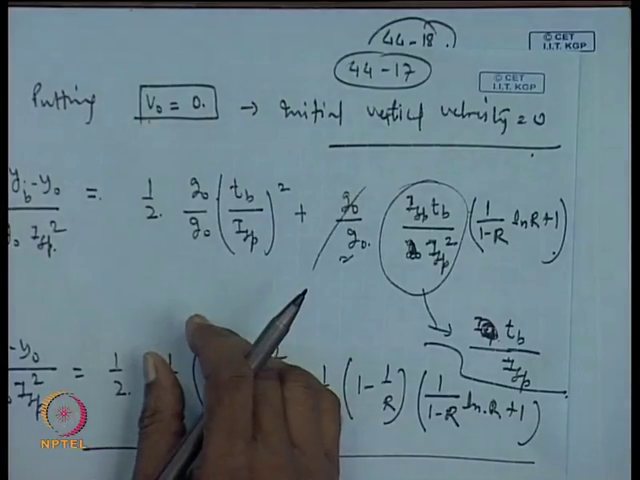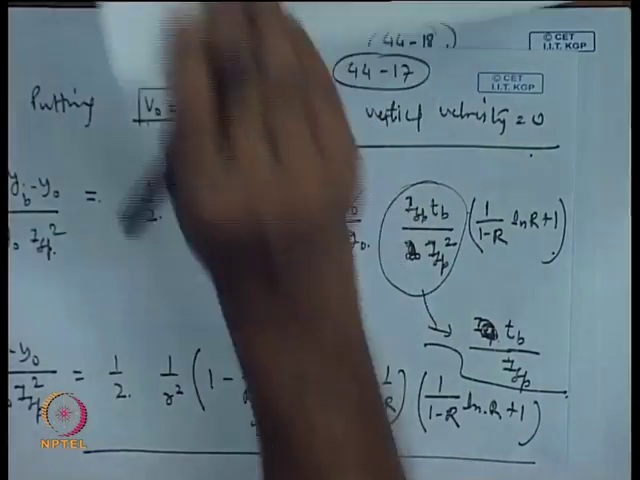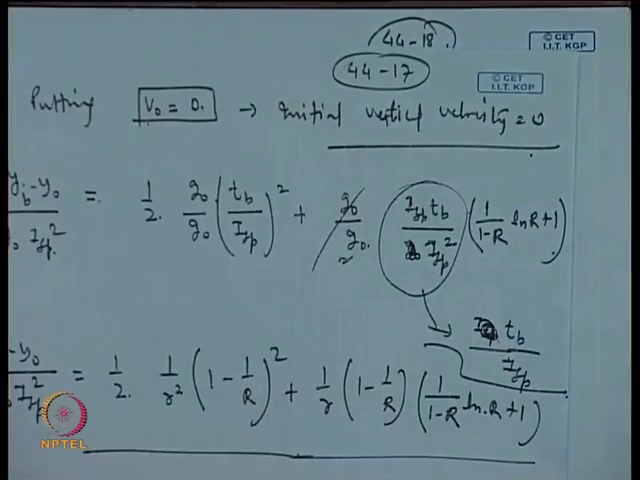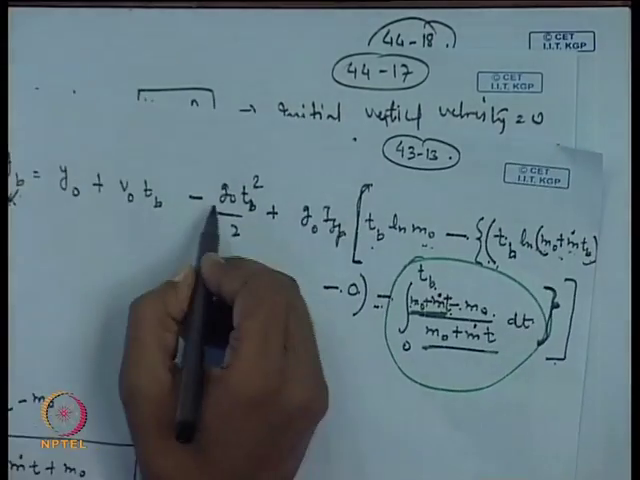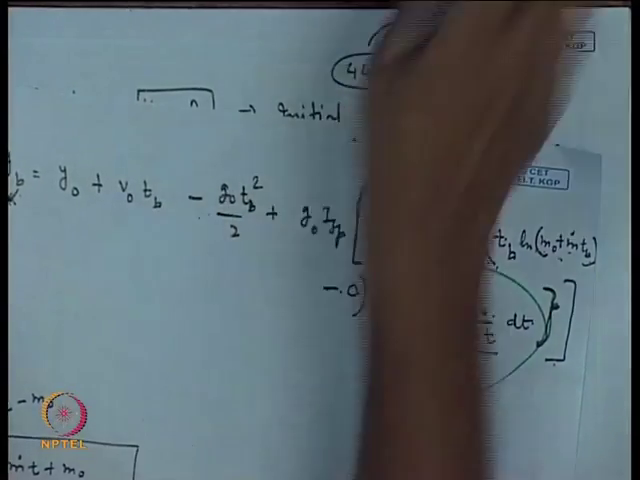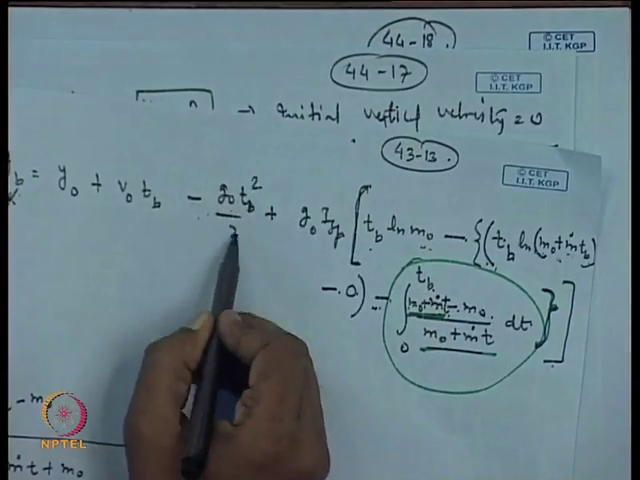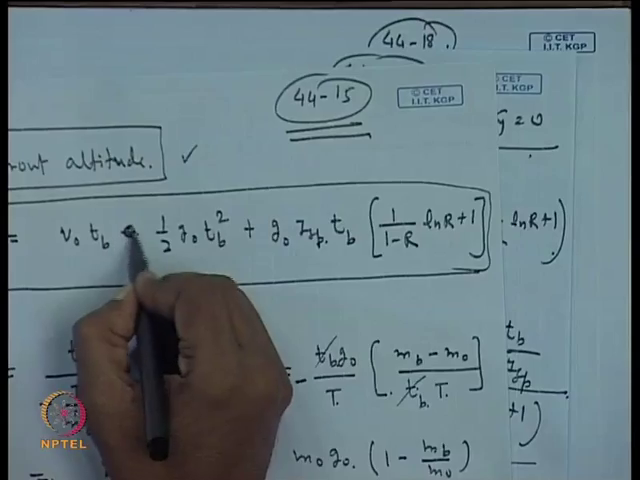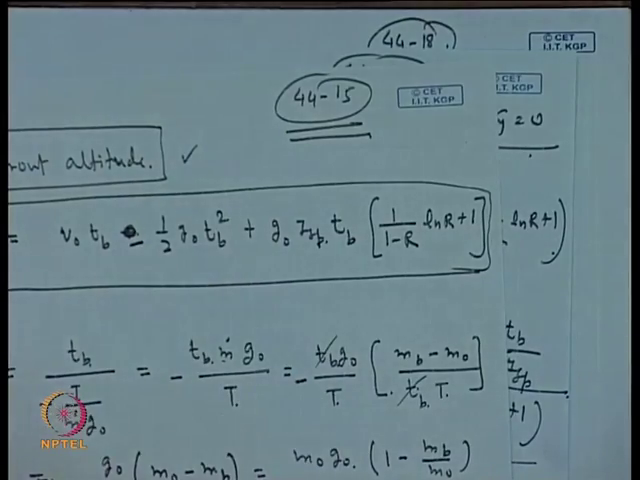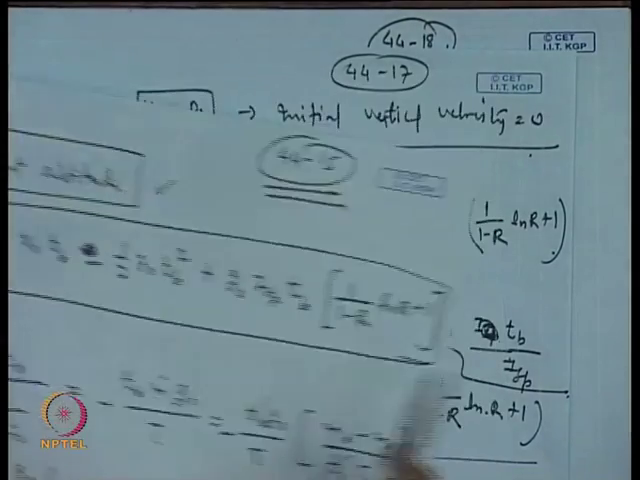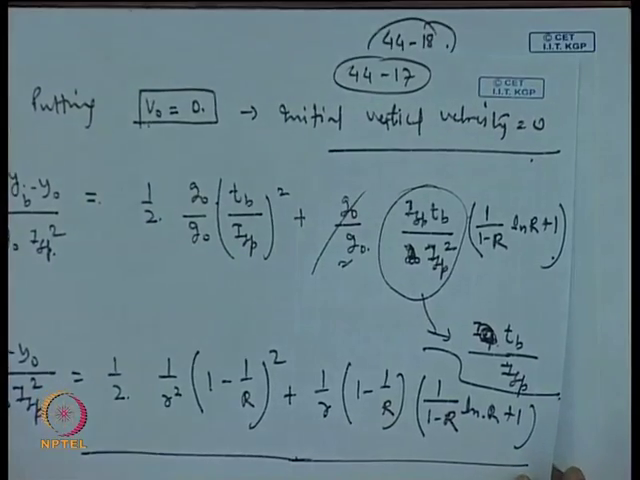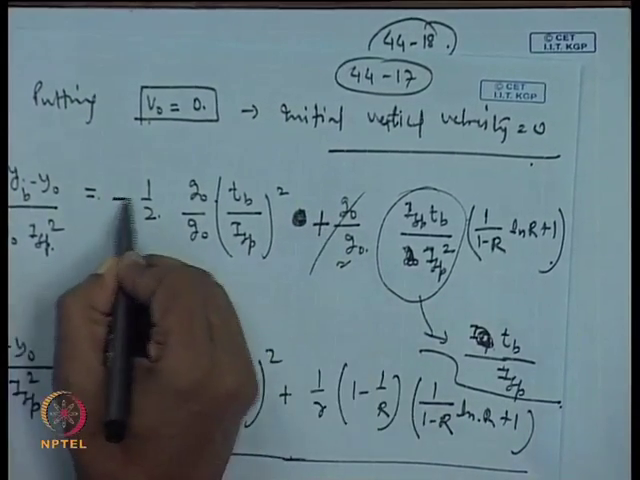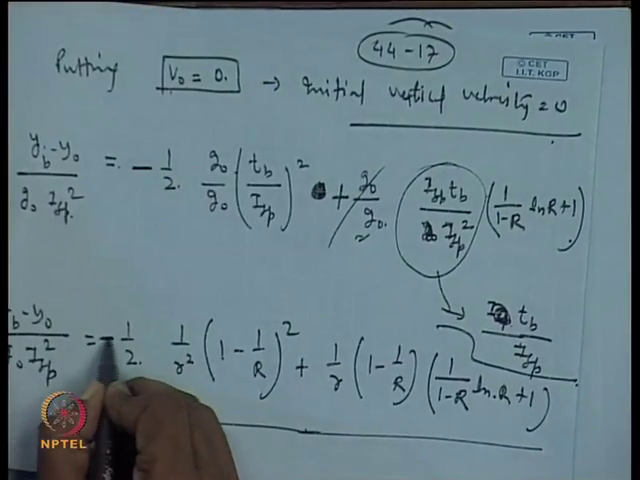This was our expression with a minus sign: V b minus. See here, we had this minus sign in this place, minus G 0 T b square divided by 2. So, wrongly we have put a plus sign here. So, we make a minus sign here in this place. So, this is the burnout altitude and we utilize this here. This is fine, this is a plus sign, and here we will have a minus sign.